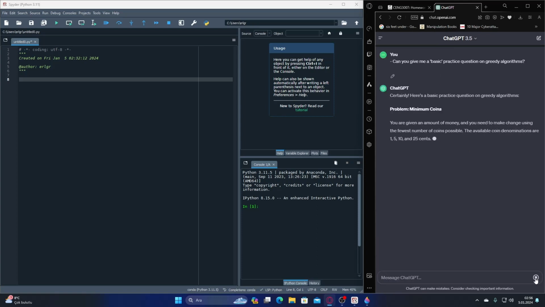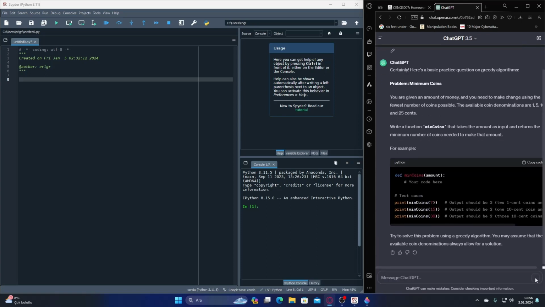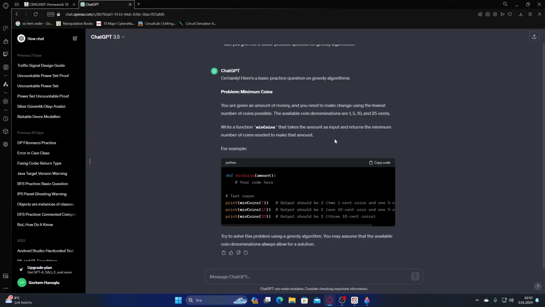Our first question is minimum coins. Let's read it. You are given an amount of money and you need to make change using the fewest number of coins possible. The available coin denominations are 1, 5, 10, and 25 cents. Write a function min_coins that takes an amount as input and returns the minimum number of coins needed to make that amount. Try to solve this problem using a greedy algorithm.